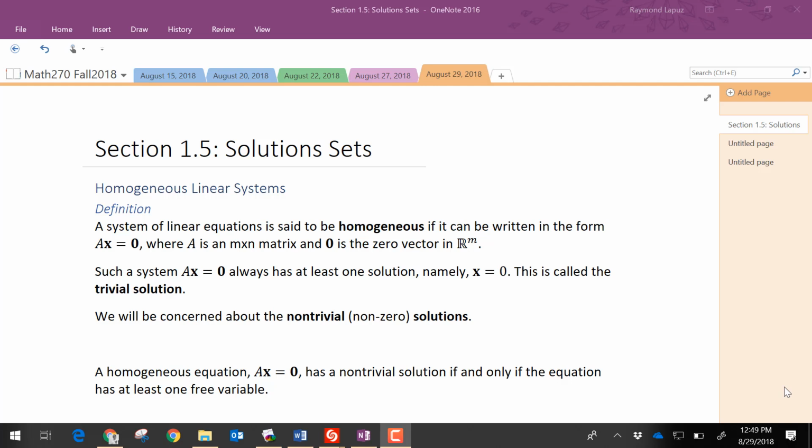All right, a homogeneous linear system is a linear system that has zeros on the right-hand side. All the ax plus by plus cz or whatever it is on the left-hand side is whatever it is, but the b vector that we consider is going to be the zero vector.